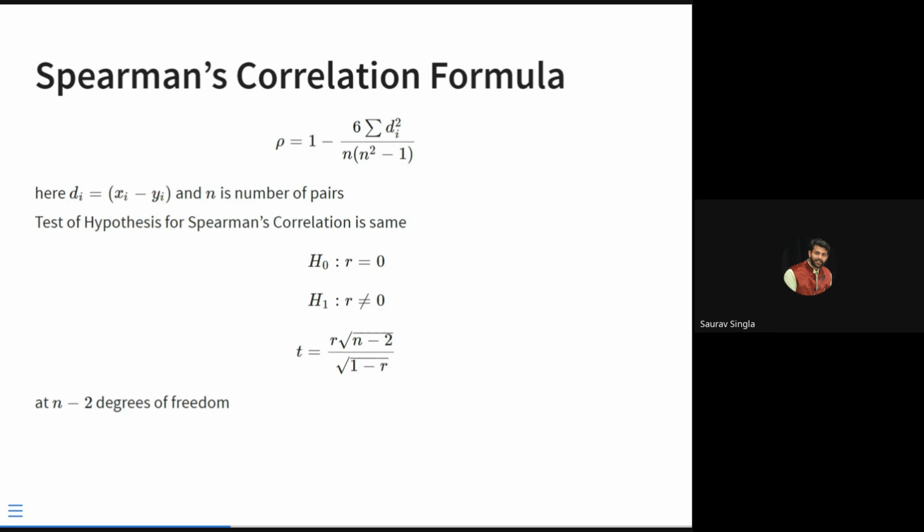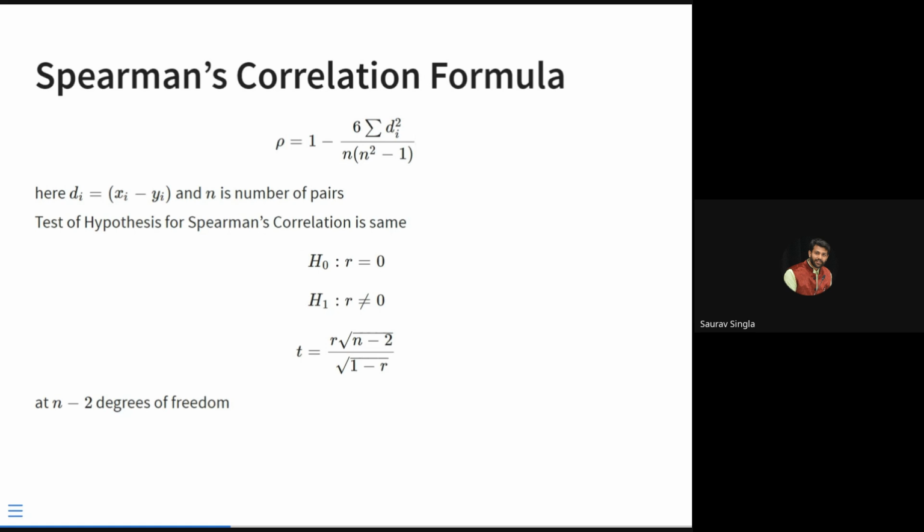Do not get confused that I have used two symbols, one is rho and second is R. These are nothing but the population coefficient and sample coefficient. We will not get into what the sample and population coefficient are. Just think of these as the same thing. For today they are the same. The only difference is that rho is for the population and R is for the sample.